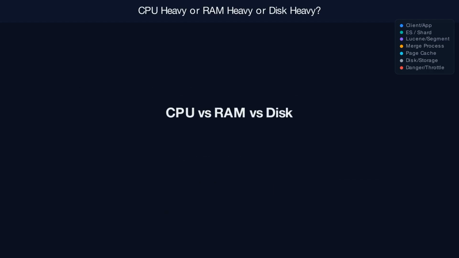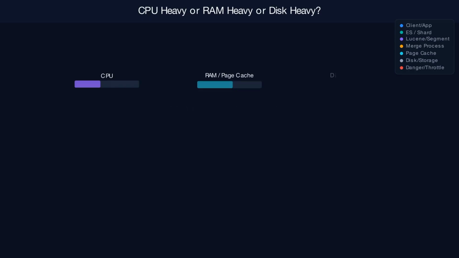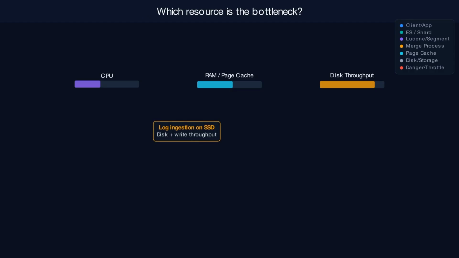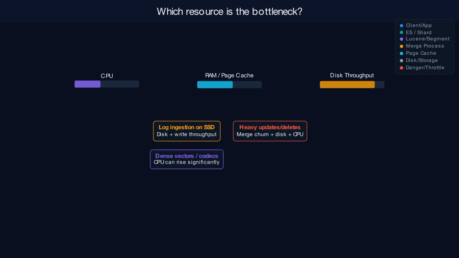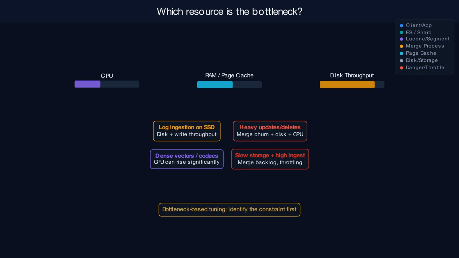Is segment merging CPU heavy, RAM heavy, or disk heavy? The practical answer is, it depends on the workload, but usually disk throughput is the bottleneck first, then CPU for certain operations. Disk is often the bottleneck because merges read and rewrite large volumes of data. CPU becomes important when Lucene recompresses data, processes complex fields, handles doc values, or works with dense vector fields.